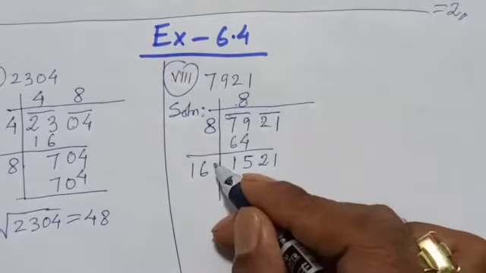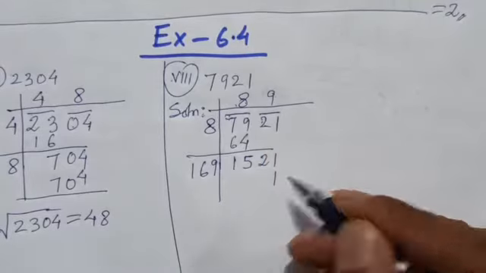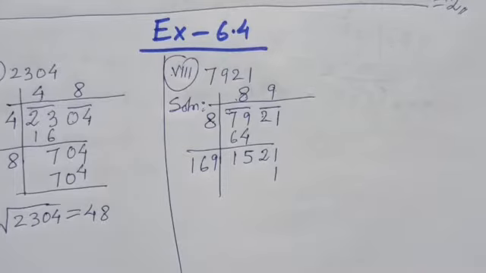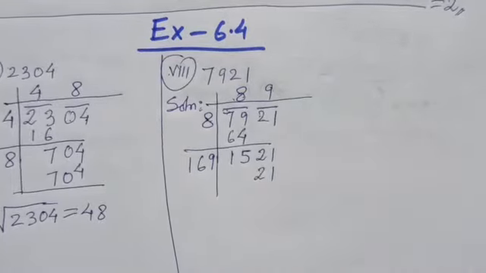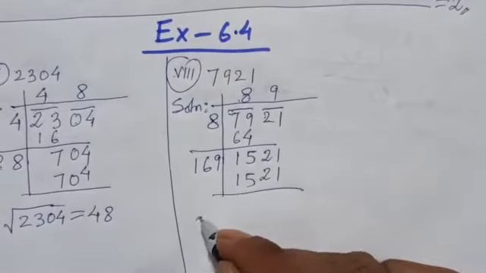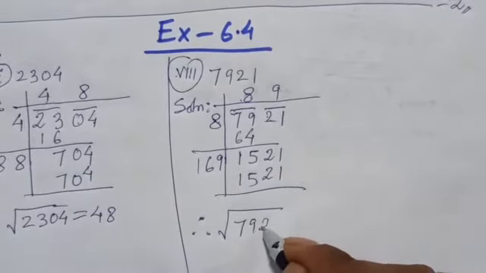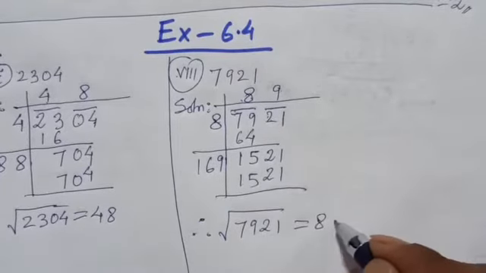We can take 9 times. 9 9 are 81, 8 carry. 9 6 are 54, 55, 56, 57, 58, 59, 60, 61, 62. 6 carry. 9 1 times 9, 10, 11, 12, 13, 14, 15. We are getting this. Therefore, square root of 7, 9 to 1, and the answer is 89. And this is the answer.